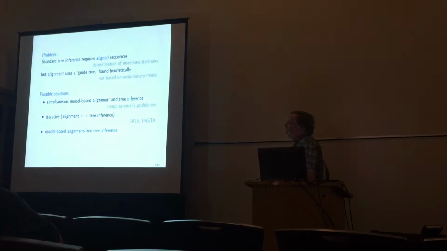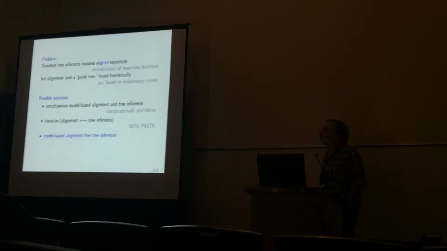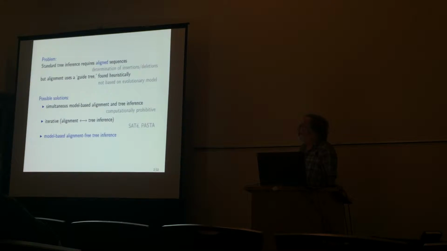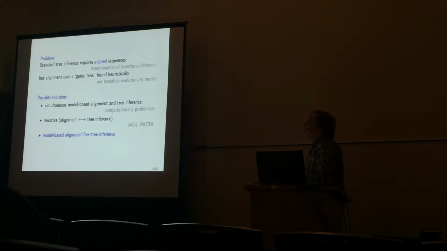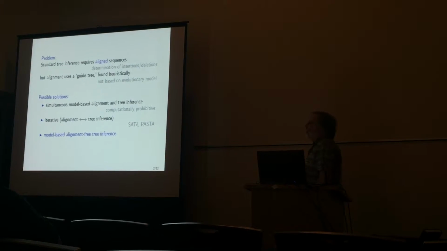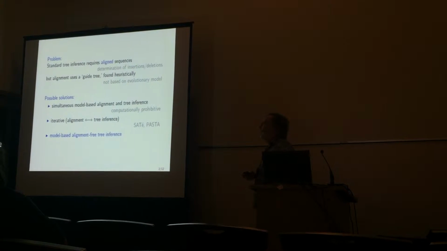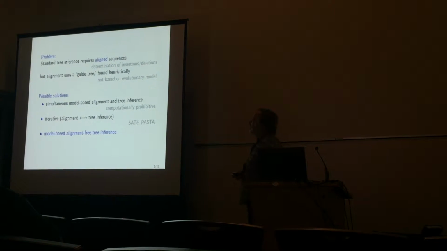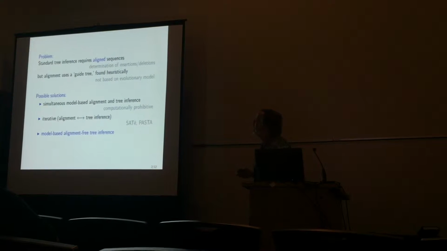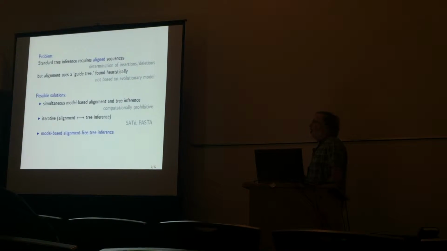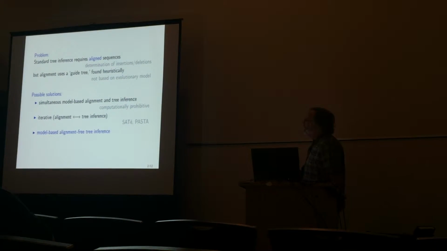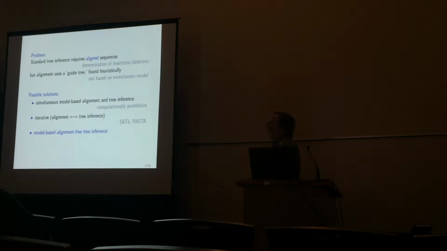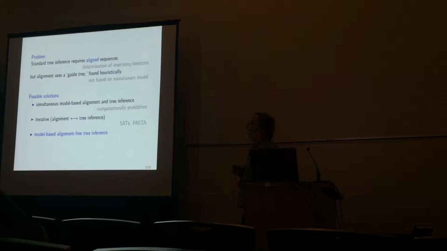Okay, so the problem is that standard phylogenetic tree inference requires that you have aligned sequences. So you have to determine where you believe insertions and deletions are. But the alignment itself is usually found by assuming you have a tree, some sort of a guide tree found by some heuristic method that's not based on any evolutionary model. And so there's something that's sort of not model-based that's underlying all of this.